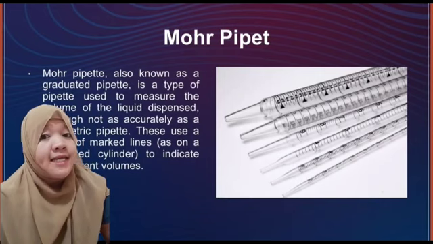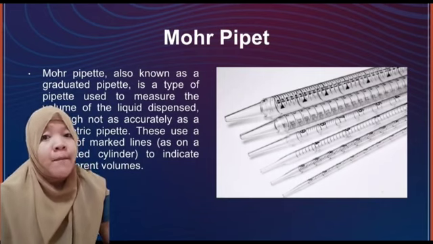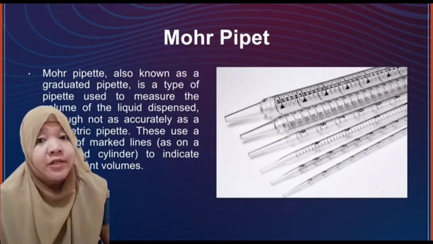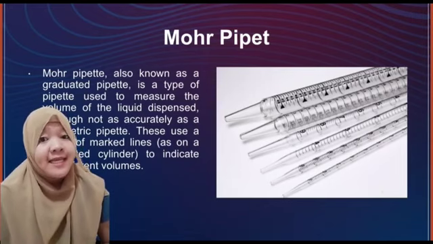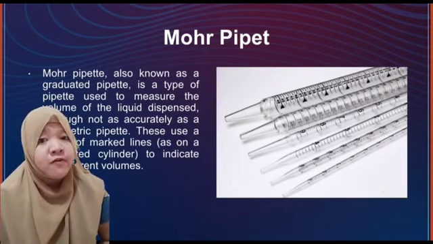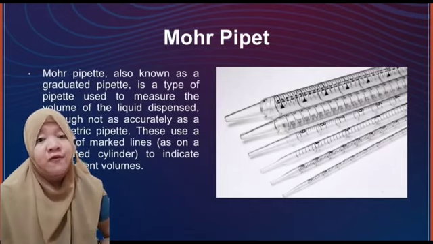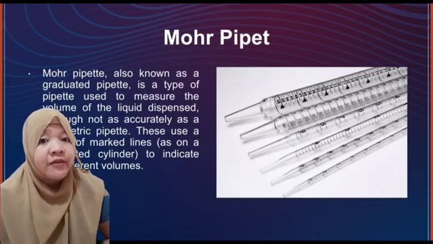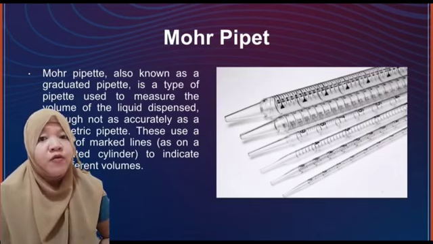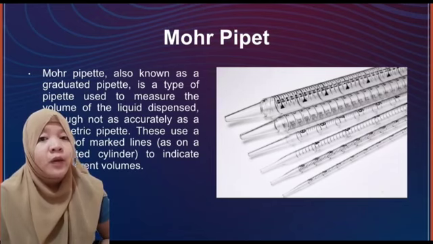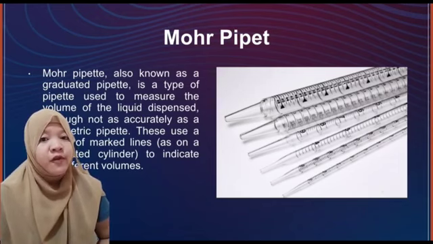The next one is the Mohr pipette, also known as the graduated pipette. It is a type of pipette used to measure the volume of a liquid dispensed, although not as accurately as the volumetric pipette. This uses a series of marked lines, as on a graduated cylinder, to indicate the different volumes.